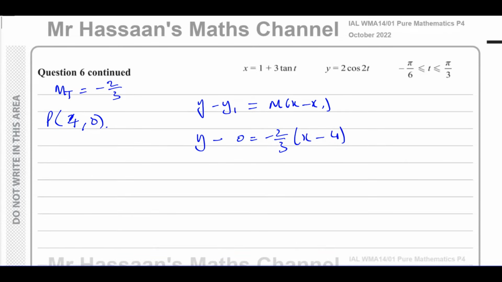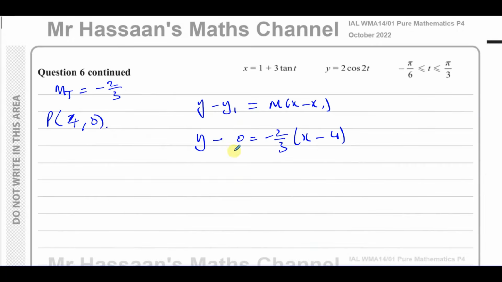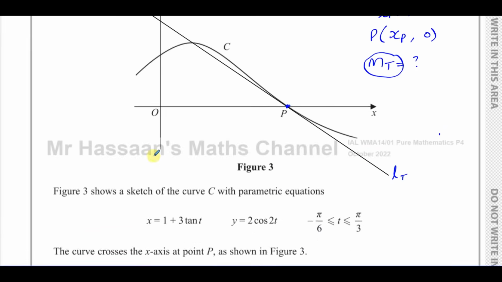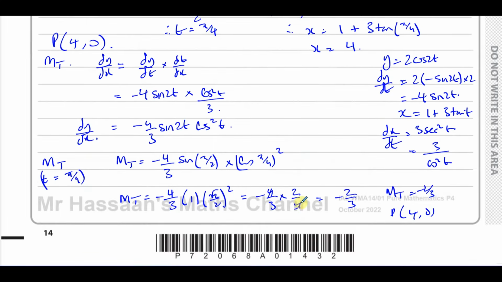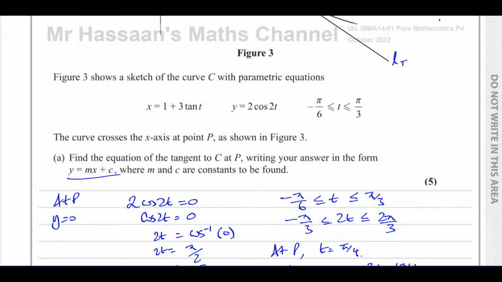Now they want us to give the answer in what form? In the form y equals mx plus c. All right. So I'm just going to write this as y equals minus 2/3 x plus 8 over 3. And there's the equation of the tangent to the curve at the point P. And there's the answer to part A.